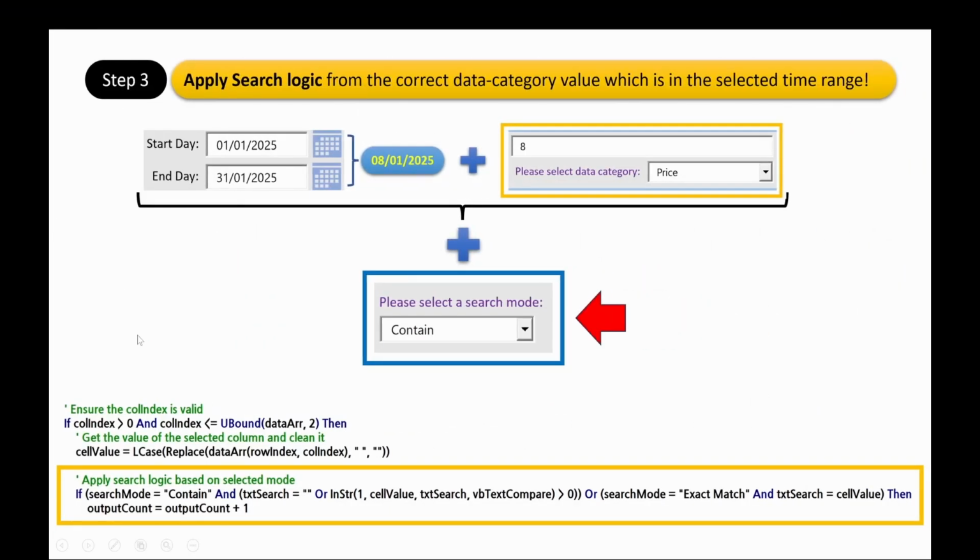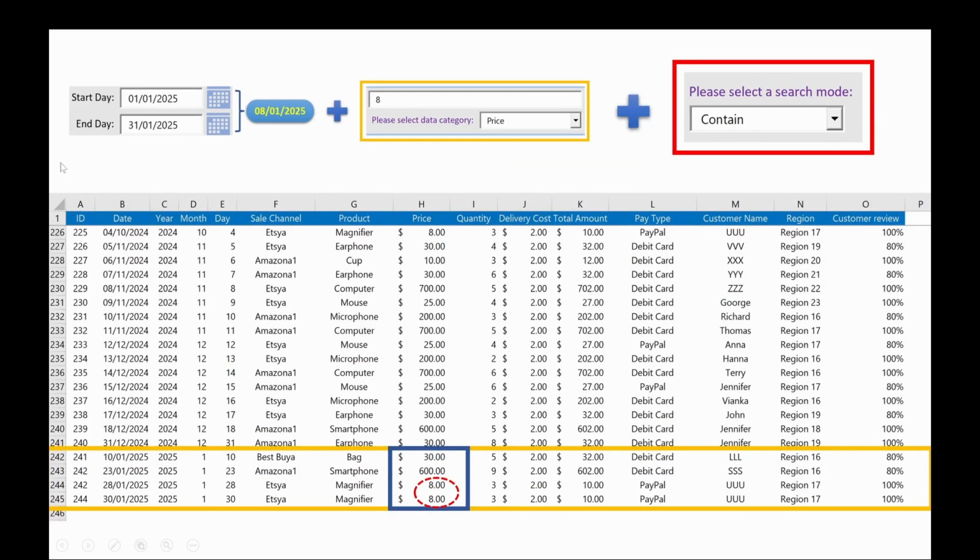Before moving to next coding, I prepared this section again. What we are going to implement will be this part, apply the search logic based on selected mode. What it means is following. First, we apply the time range. Second, we find the correct data category, which is price. Third, we will apply search mode, which is contain in this case. Our search word will be 8. There will be these two rows in the end. Let's go back to our code again.